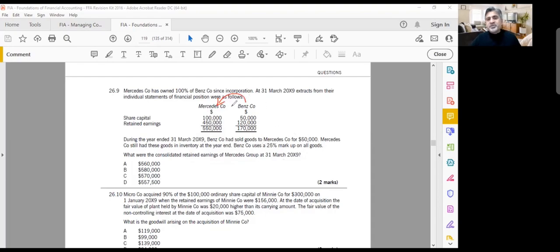By the way, I don't bother because it's 100% ownership. There is no NCI calculation involved here, so it doesn't make a difference for me now. Benz had sold goods to Mercedes for 50,000. Mercedes company still had these goods in inventory at the year end, which means all of the goods are still in inventory, 50,000 worth of goods.